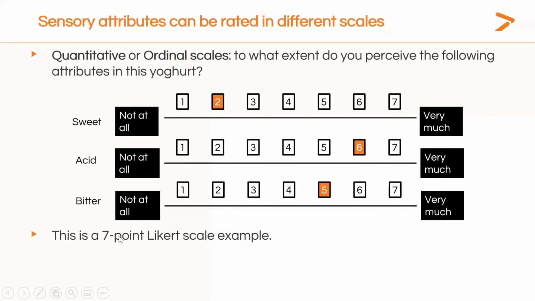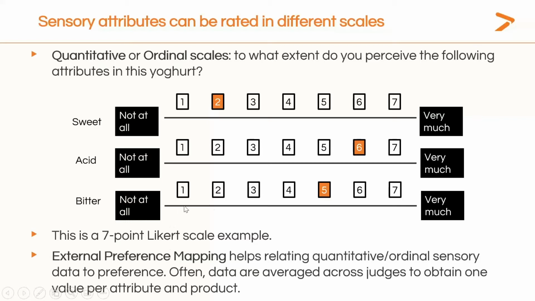Of course, there are other versions of Likert scales, like 5 points or 9 points or 11 points. External preference mapping helps relating quantitative or ordinal sensory data to preference, and often data are averaged across judges to obtain one value per attribute and product, as you will see in a typical data set that will be introduced in external preference mapping. Now let me tell you about 2 other scales that are commonly used in sensory data analysis.